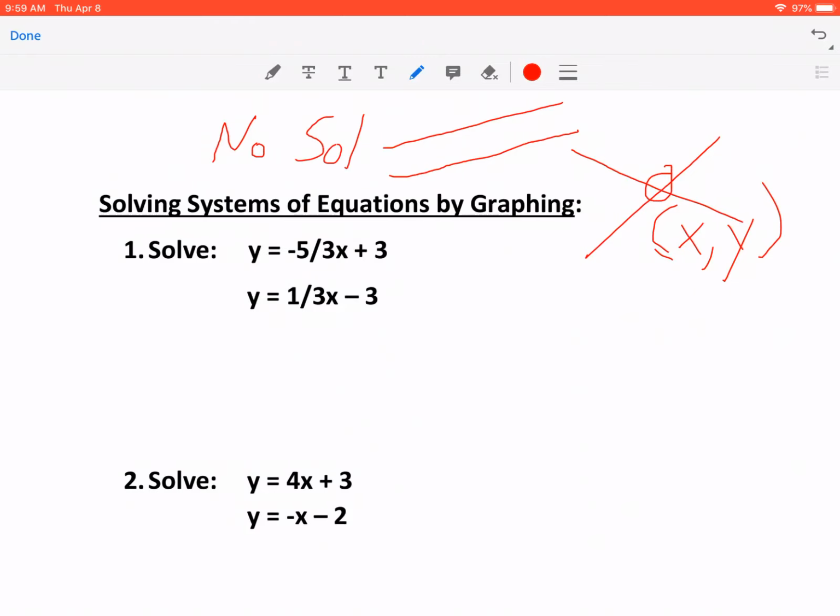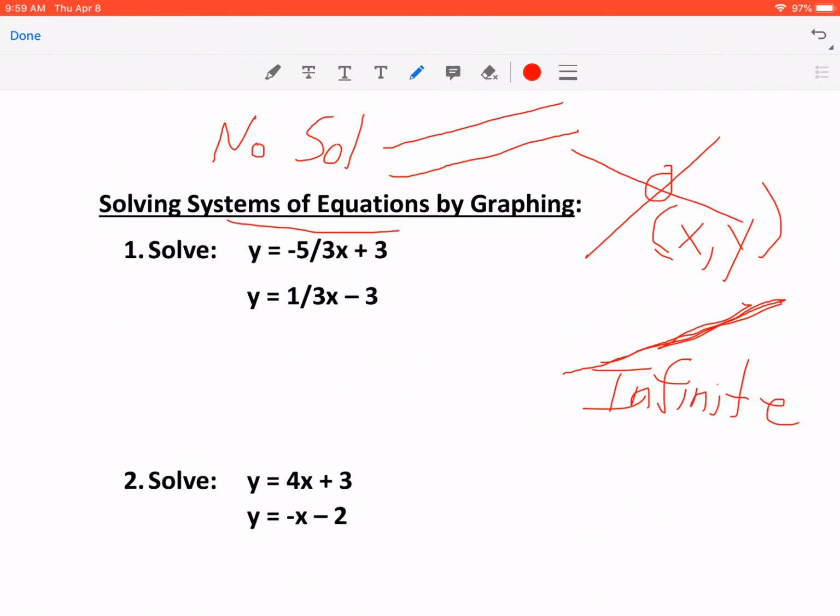And then sometimes you'll graph a line, and then you'll graph another line, and that line will sit right on top of that line. And then that is called infinite solutions.